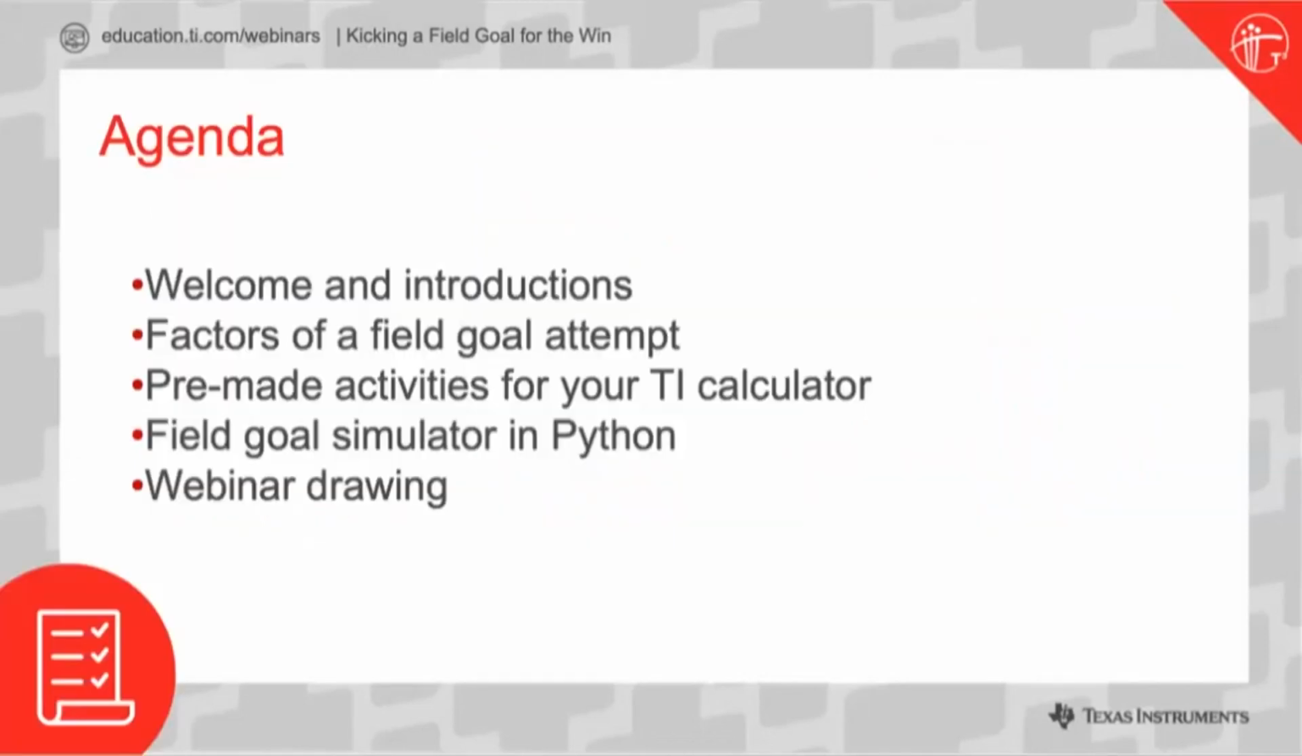At this point, Todd, will you discuss our agenda for us? Yeah, so tonight, obviously we're going to introduce ourselves. We've gone through that. The main bulk of what we're going to talk about tonight are the math and science behind field goal kicking, and what the different factors are that are needed to make a field goal from a variety of different distances. We hope to show you some pre-made activities that are out there on the 84 platform, along with a simulation that we've created to use with the Nspire and some coding and some Python.